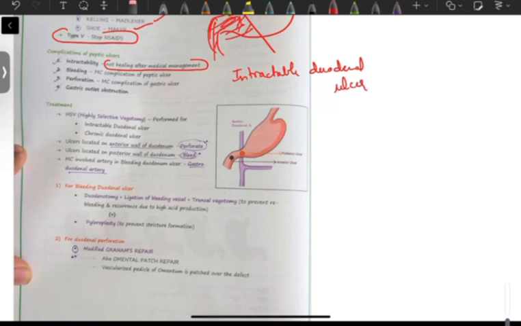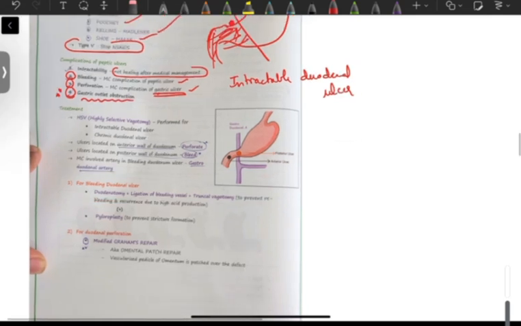Okay. So next complication, what can happen? There can be bleeding from this peptic ulcer, which is the most common complication. Then there can be a perforation. Usually this will happen in case of gastric ulcers, but it can also happen in peptic ulcers. And the fourth and deadly complication is gastric outlet obstruction.